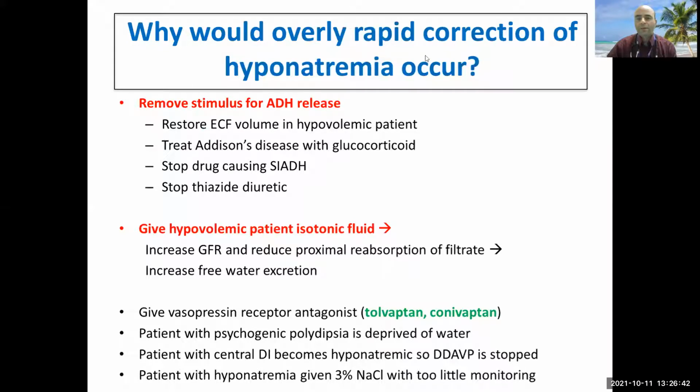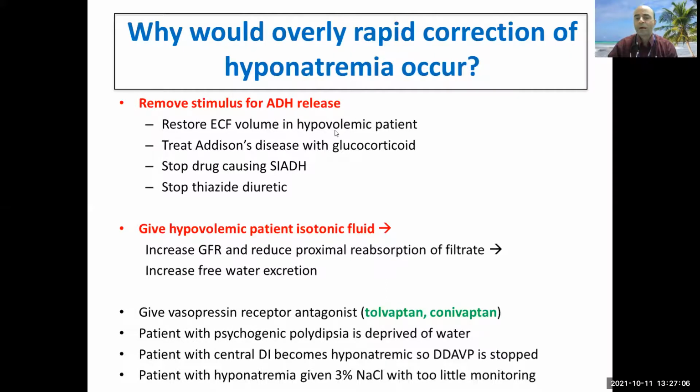Why does overly rapid correction of hyponatremia occur? What are the causes of overcorrection of hyponatremia? As we discussed before, the stimulus for ADH to retain water is removed or suppressed.